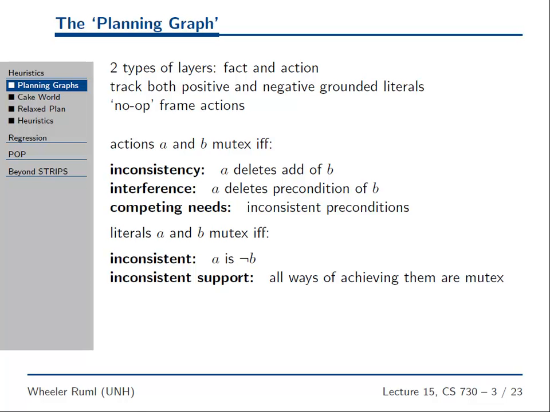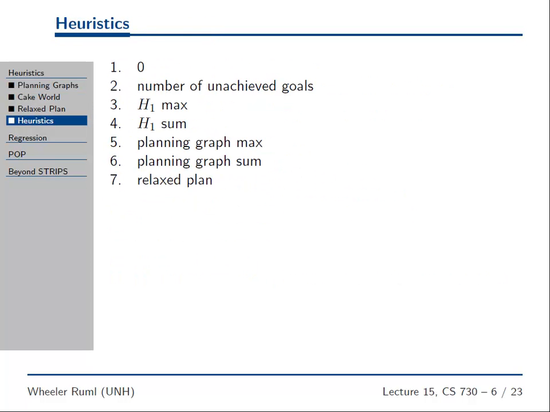Okay. So we're talking about domain-independent planning. The whole point of domain-independent planning is you take this domain, and then the question is how do you derive a heuristic? And we talked about a whole bunch of heuristics. We talked about 0, which is like the world's most boring, lame heuristic. We talked about number of unachieved goals, which is inadmissible. We talked about H1 max.